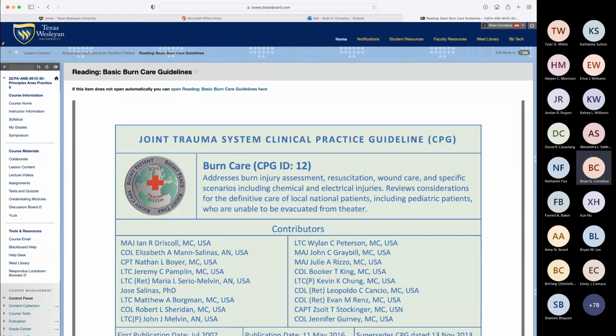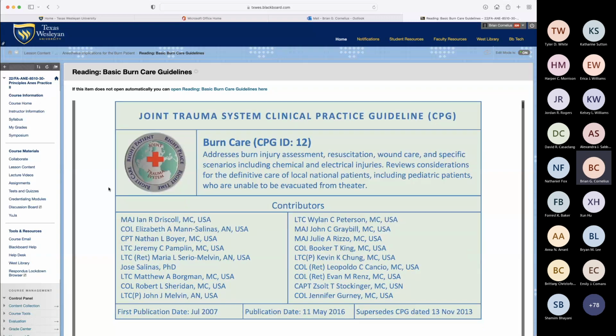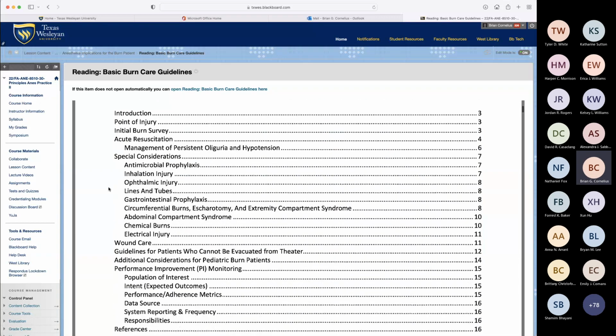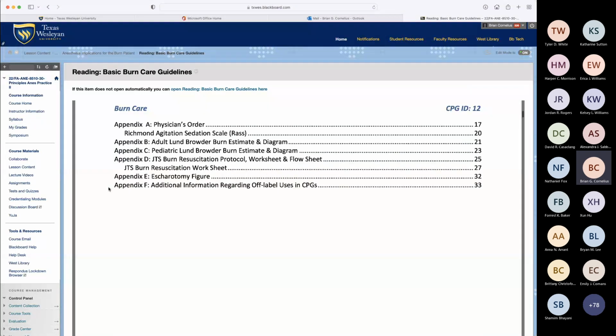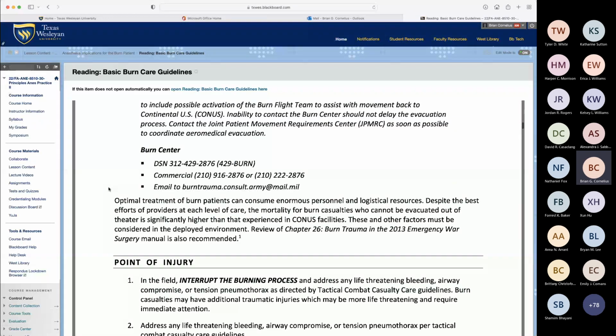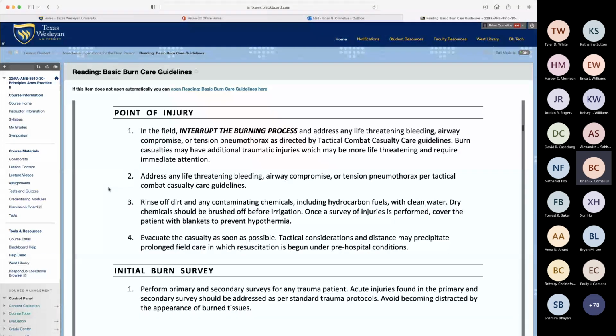So this is from the Army or the Military Joint Trauma System. If you're ever looking for guidance on trauma care, the CPGs from the Joint Theater Trauma System are really beneficial. So this talks about a lot of different information in depth. But if it's something you're not real sure about, and I mean everything is available here, but this takes you through step by step burn care, from the time it happens all the way into the hospital. So those are all helpful things for you to consider when you start looking at your burn patients.